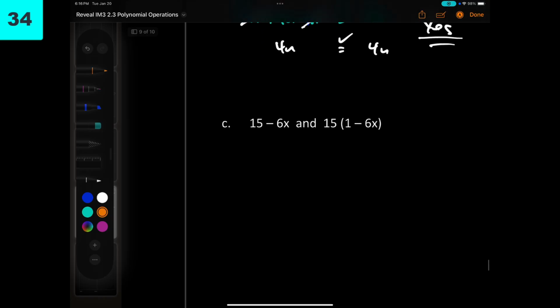Okay, letter C. I can't do anything over here. Those are not like terms. I'm going to multiply this 15. So I have 15, and this would become 15 times negative 6. That'll be negative 80x. Now, are those the same? The answer is they are not. They are not equal. So no, they are not equivalent.